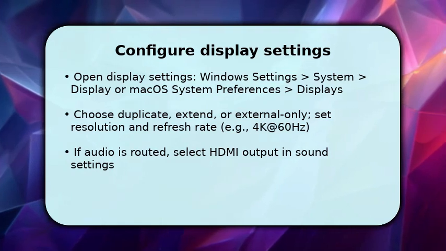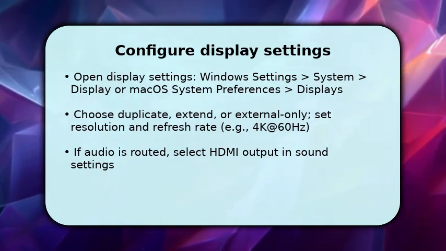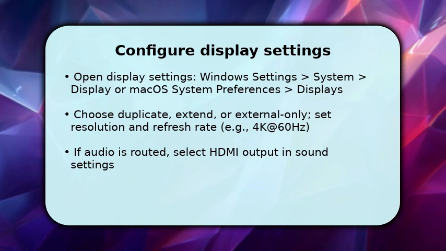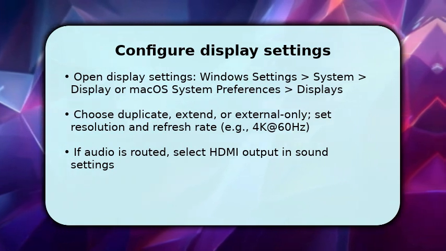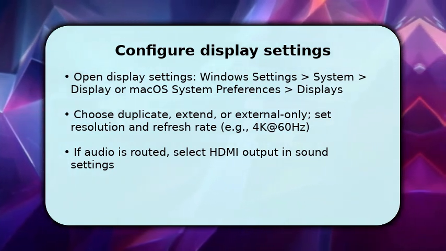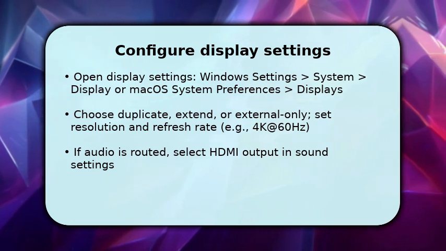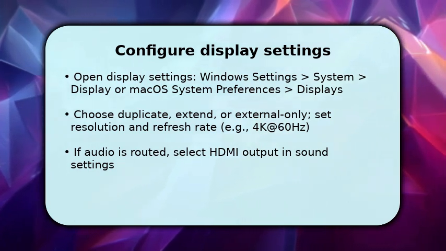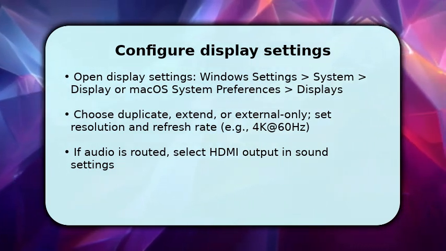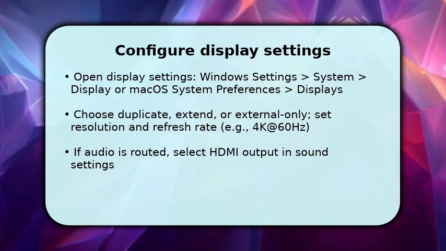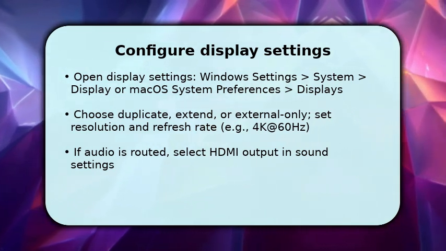Once your cables are connected, you adjust the output on your device. On Windows, go to Settings then Display. On Mac OS, open Displays. You decide whether to mirror, extend, or use external only. This affects workflow and performance. Then pick resolution and refresh rate that the monitor supports. Higher rates need better cables.